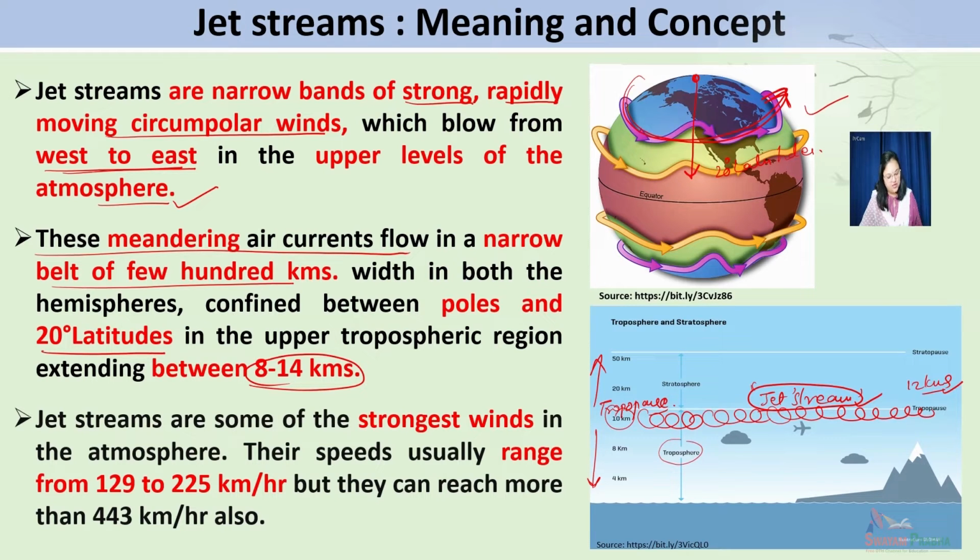So jet streams are some of the strongest winds in the atmosphere. Their speed usually ranges from 129 to 225 kilometers per hour, but at their maximum they can also reach 443 kilometers per hour. You can understand that they are very strong, rapidly moving winds which are found in the upper tropospheric regions, and they have circumpolar circulation path blowing from west to east.